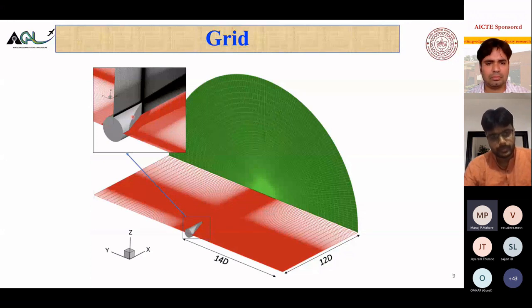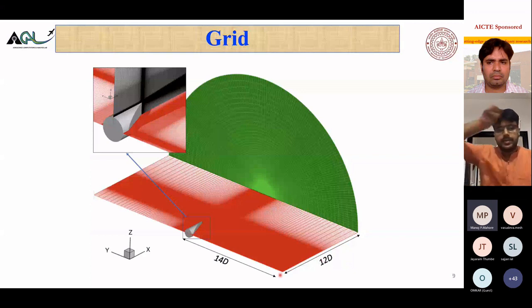Okay, so this is the upsweep region, and you can see that the grid is very fine close to the upsweep region, and it becomes coarse as you go away from the body. Basically we had the far field boundary at 12 diameters, and this will be a complete cylinder. The 14 diameter domain will have a complete big cylinder, half of which is shown in the green region. So this is just the half region shown. The other half will be at the bottom.